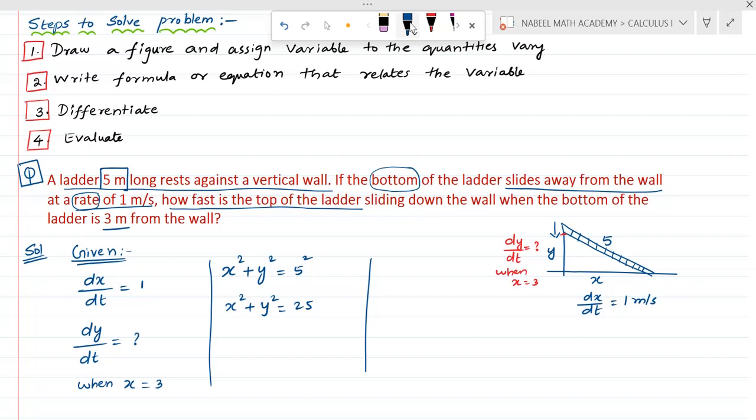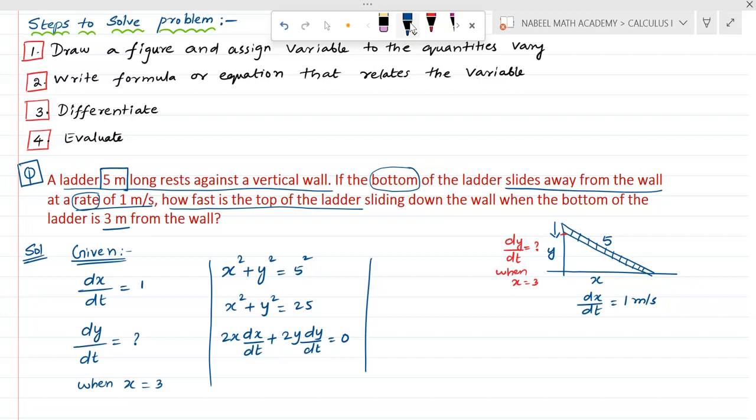So what is the differentiation? 2x dx over dt. This is implicit differentiation, where the common variable is t, with respect to t. Here 2y dy over dt, and the 25 becomes 0. Now what happens next?